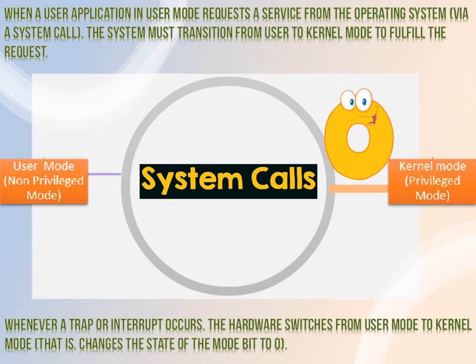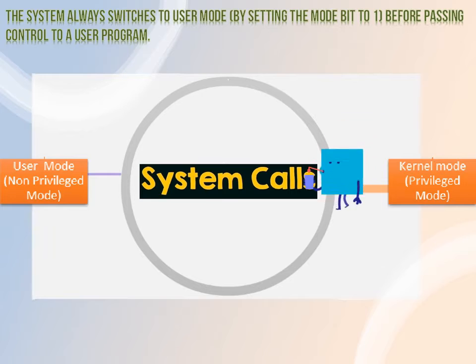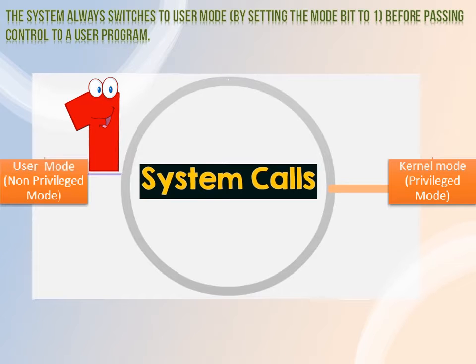Whenever a trap or interrupt occurs, the hardware switches from user mode to kernel mode, that is, changes the state of the mode bit to 0. The system always switches to user mode by setting the mode bit to 1 before passing control to a user program.